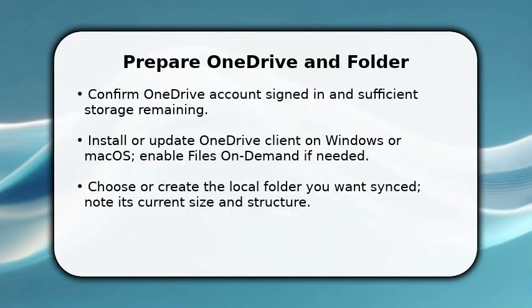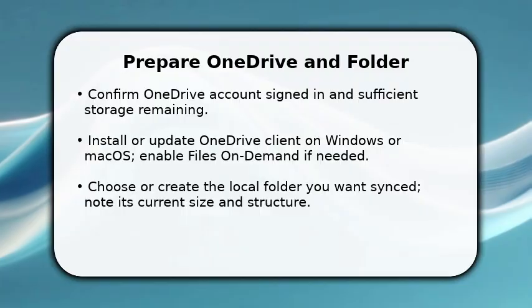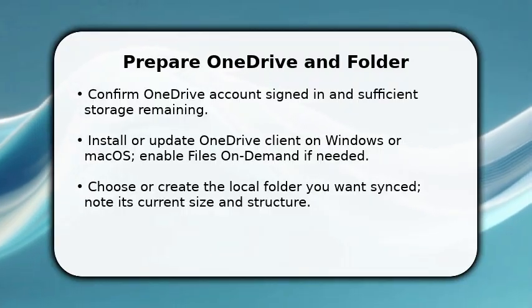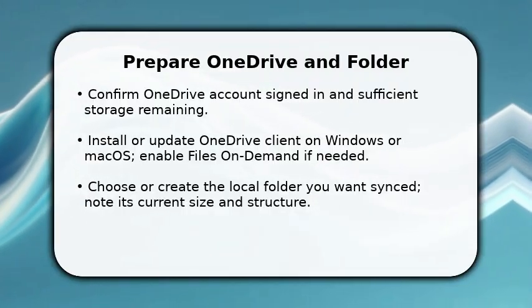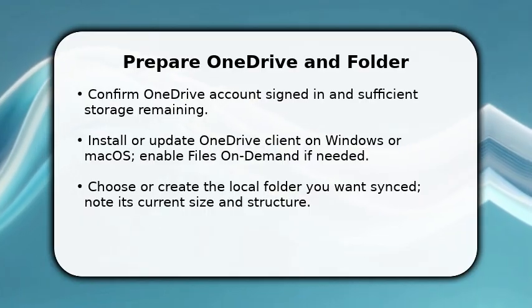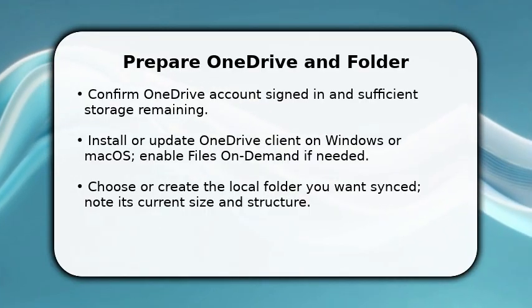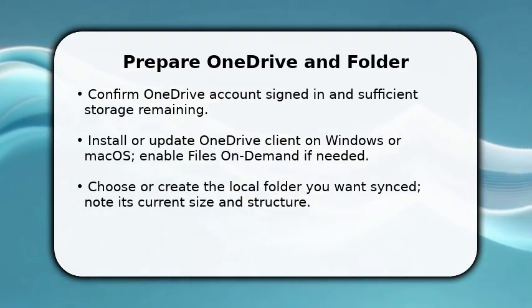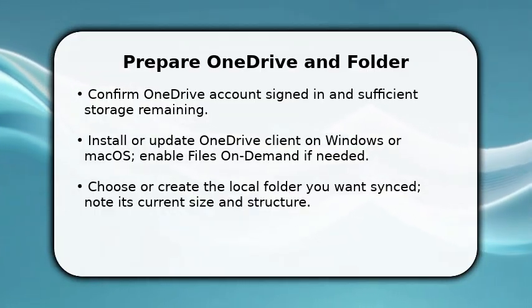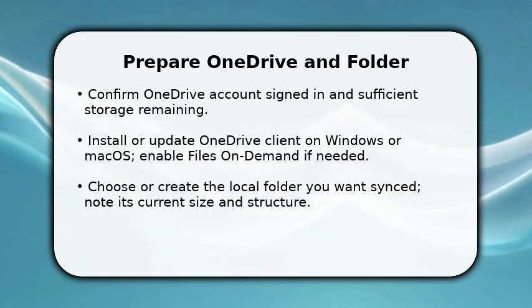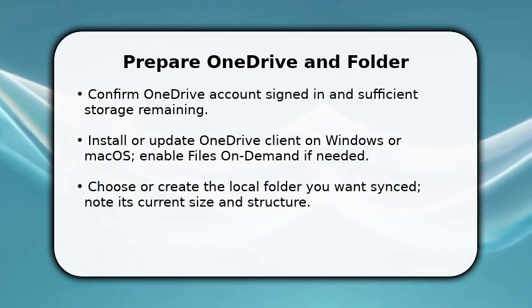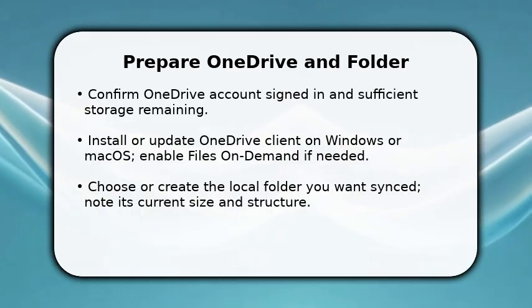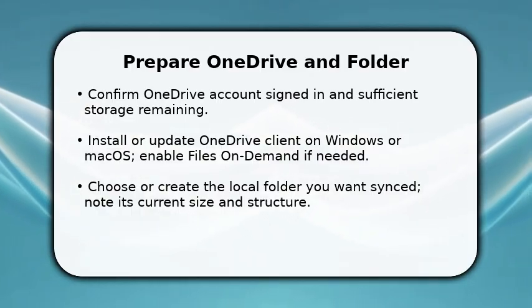You start by confirming you're signed into the OneDrive desktop client and that you have enough storage. This prevents mid-sync failures. Once signed in, make sure the client is installed or updated and enable Files On-Demand if you want placeholders for space savings. Then create or choose the exact local folder you'll sync and note its size and subfolder layout so you can plan selective syncing and avoid transferring unnecessary files.